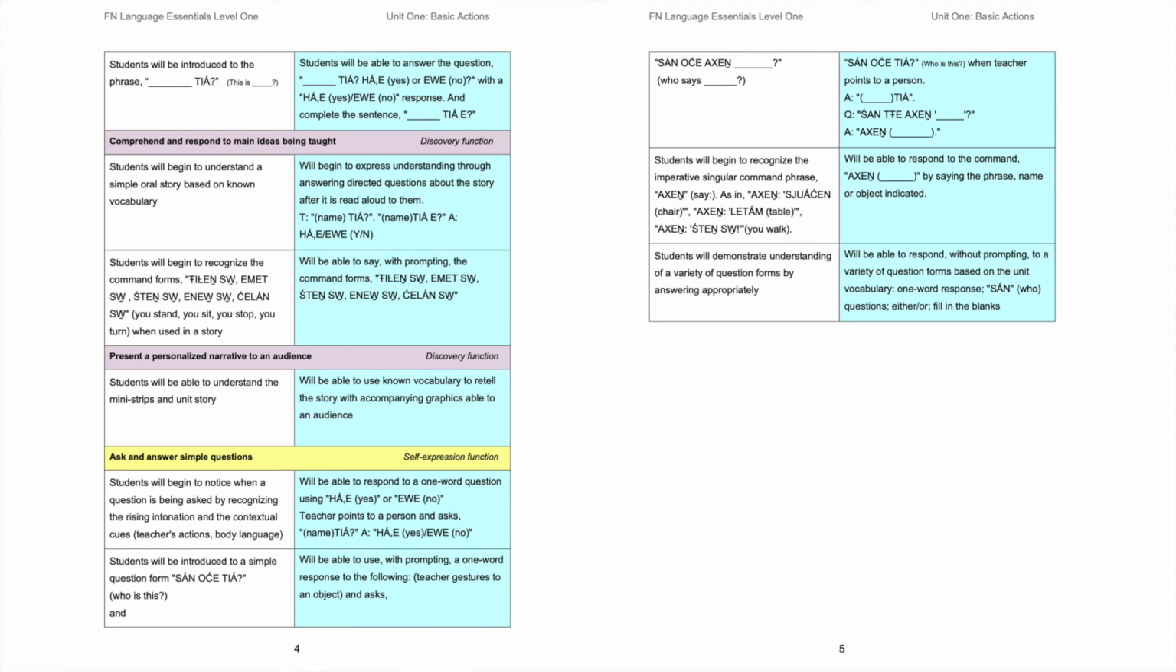And a great way to tell if they're comprehending or not is by having them close their eyes and then doing the hand gestures. At first they'll be able to recognize the mini strip or the unit story, but then they're going to be able to retell that. And after that, they're going to be able to create their own. So they have a bit of creativity using the target language that they've learned in this unit.